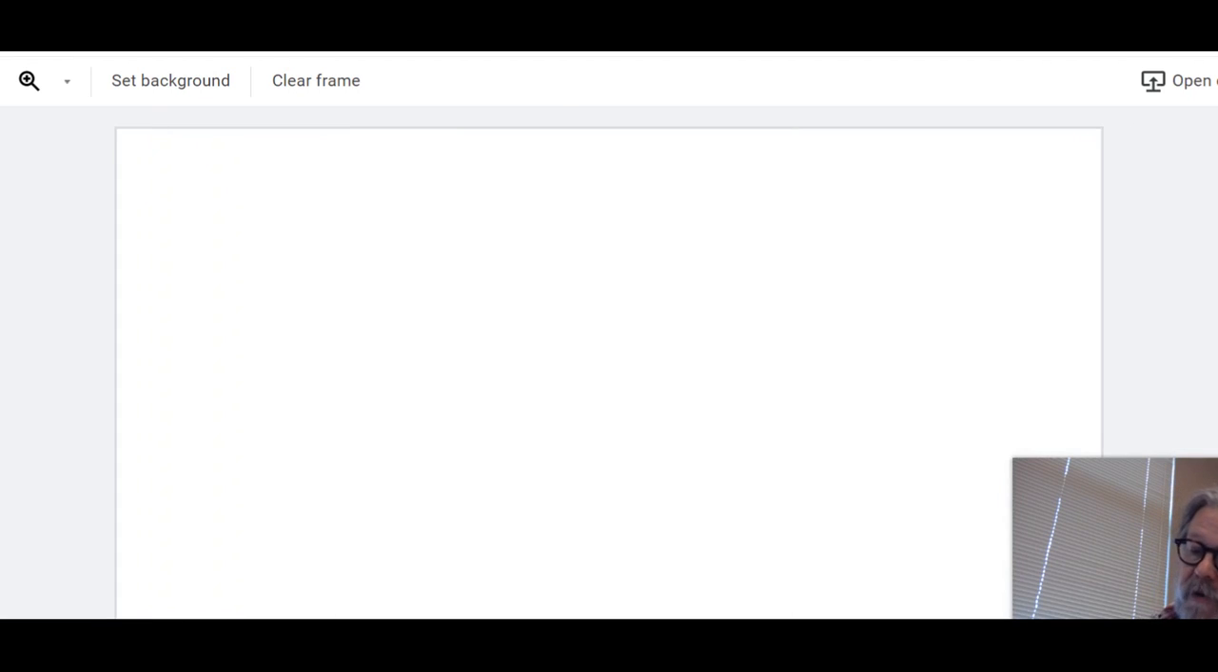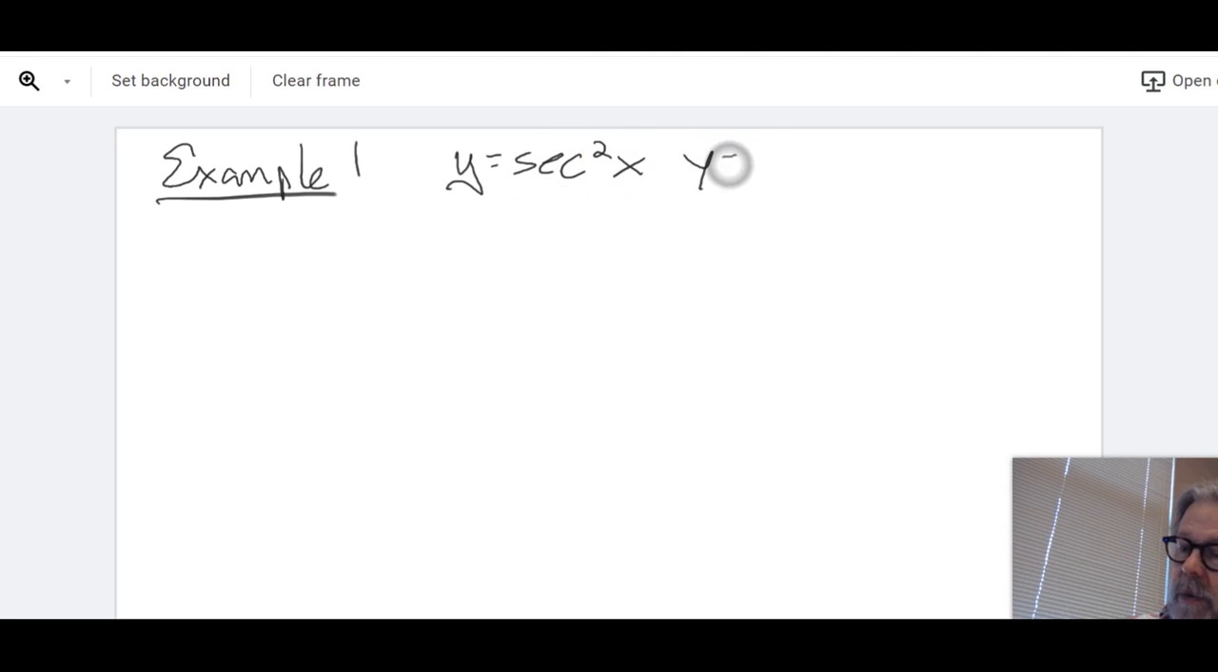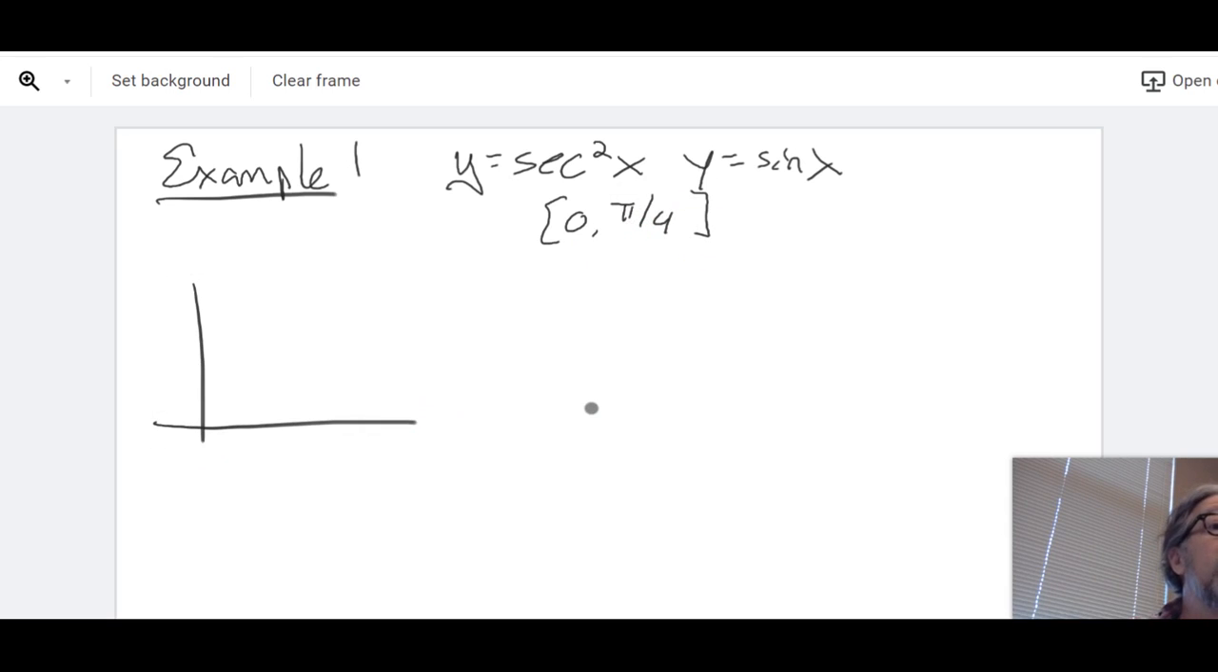All right, quick example, finding the area in the plane, and then we'll have a few more examples, but we'll put them into different videos to shorten everything up. We've got y equals secant squared of x and y equals sine of x. We want x between 0 and pi over 4. Taking a quick look at the graph, secant looks like this, sine looks like this. Here's pi over 4.